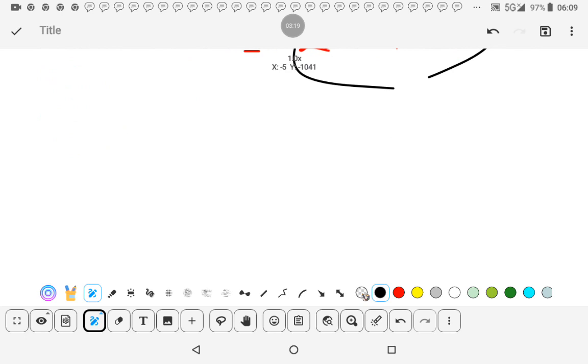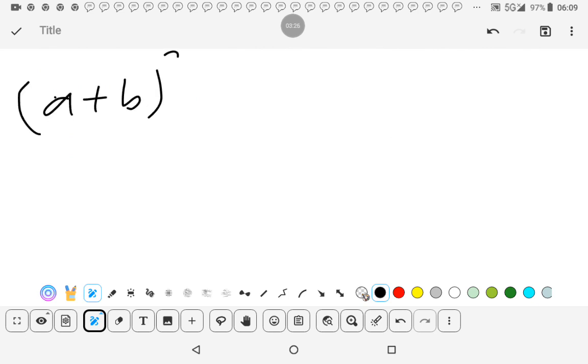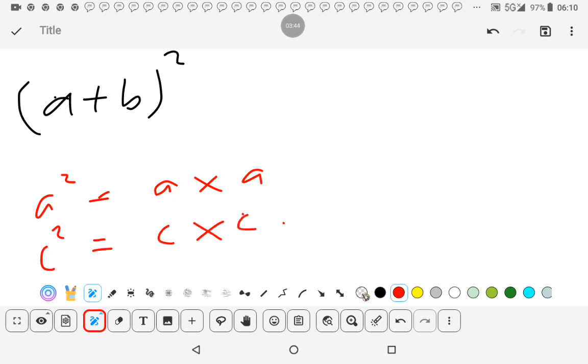So what if you have this expression a plus b in bracket squared? How do you expand it? Remember I said whenever you have an expression written as a square, it is the same thing as a times a. If you have an expression like c square, it is the same thing as c times c. Likewise, 2 square is the same thing as 2 times 2. So this is all about square.